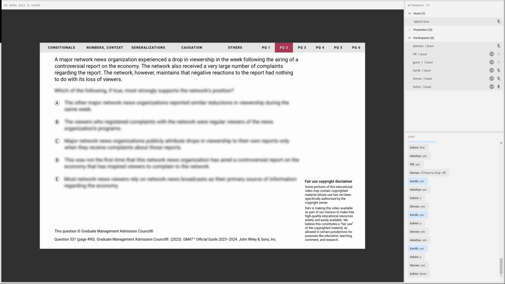Hi, Ajitesh. Go ahead. So for option A, it's basically telling that during the same time period, other network organizations also see a drop in the viewership. So that actually can be the cause of the drop in the viewership for this organization in question, and it might not be the reason that they have aired something which is controversial. Good. So maybe it is something which is affecting the entire industry, right? Yes. So it's giving another reason for the drop. And that's absolutely correct. Go ahead.